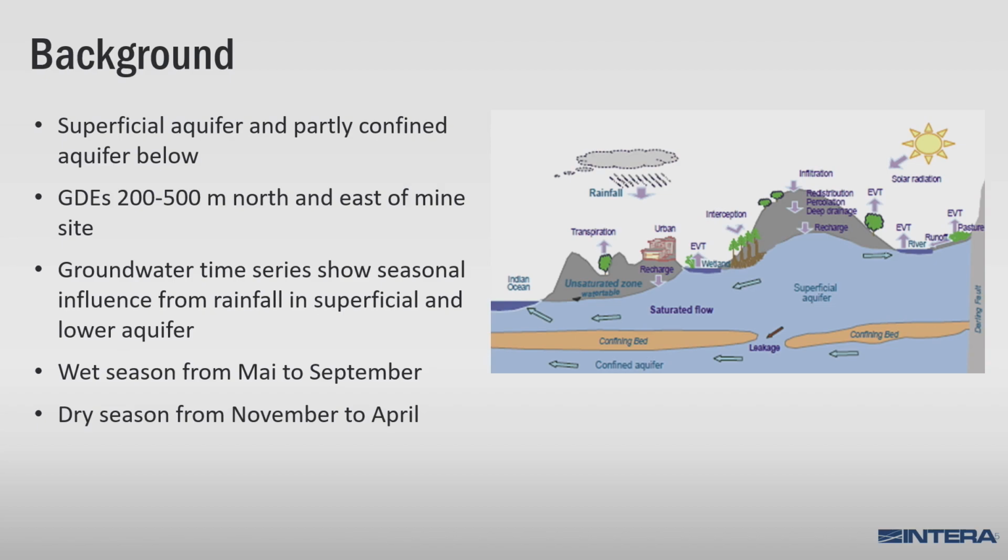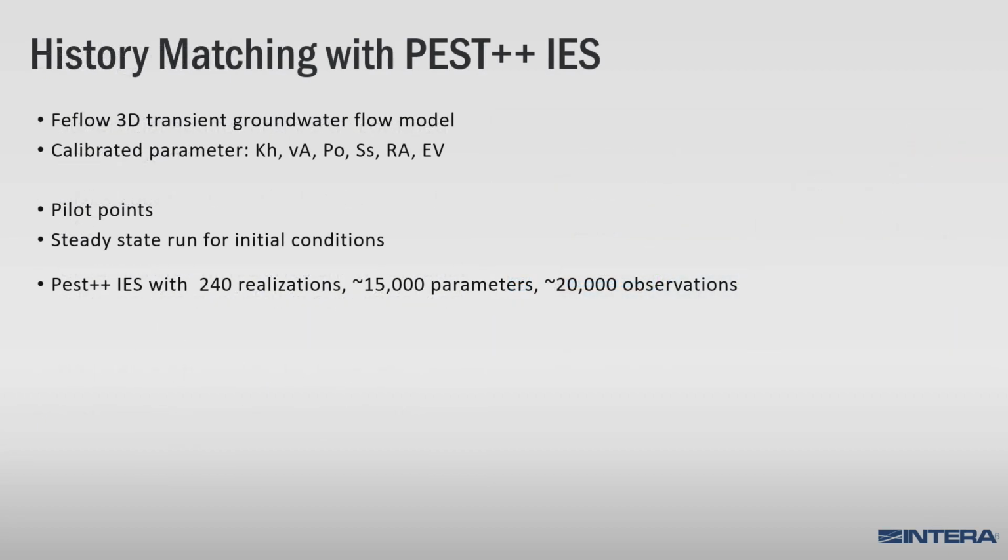Both the superficial aquifer and the deeper one, shown in the observed values, show a reaction to rainfall events and also have a seasonal pattern depending on dry or wet season. Since we're in Western Australia, dry season is from November to April, roughly. Next slide. So let's move on to the history matching process.